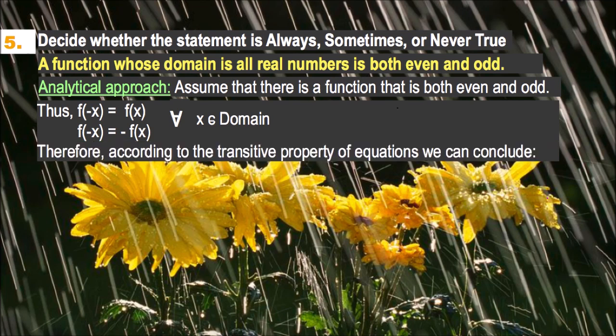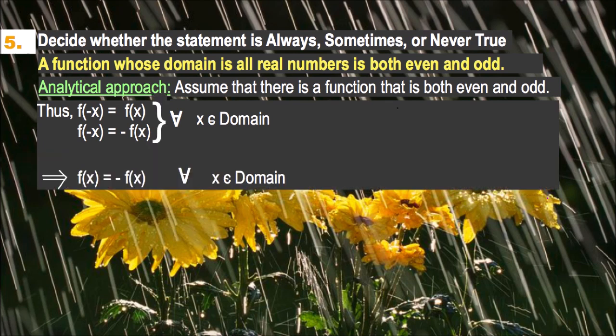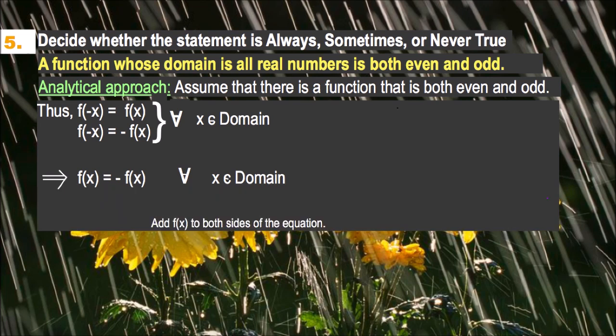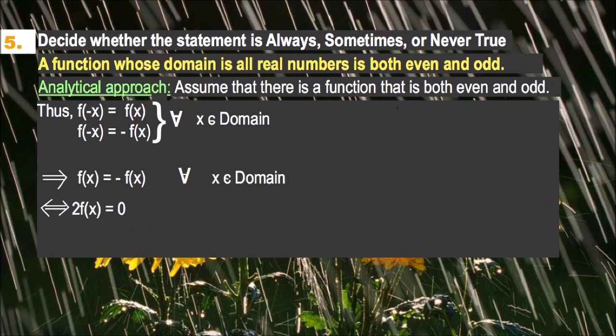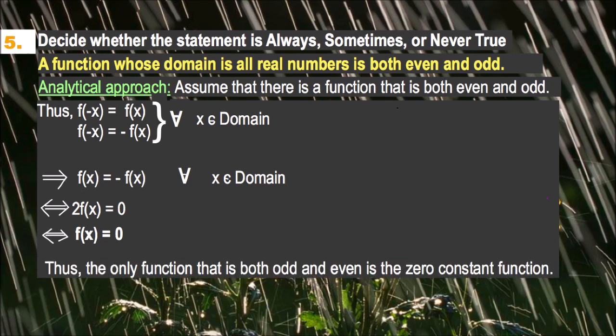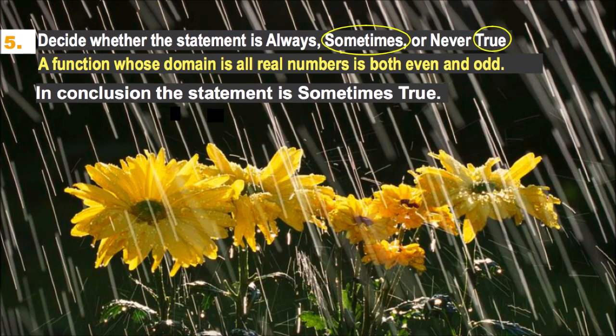Therefore, according to the transitive property of equations, we can conclude that f of x equals negative f of x for all x in the domain. Add f of x to both sides of the equation, equivalent to 2f of x equals 0, equivalent to f of x equals 0. Thus, the only function that is both odd and even is the zero constant function. In conclusion, the statement is sometimes true.